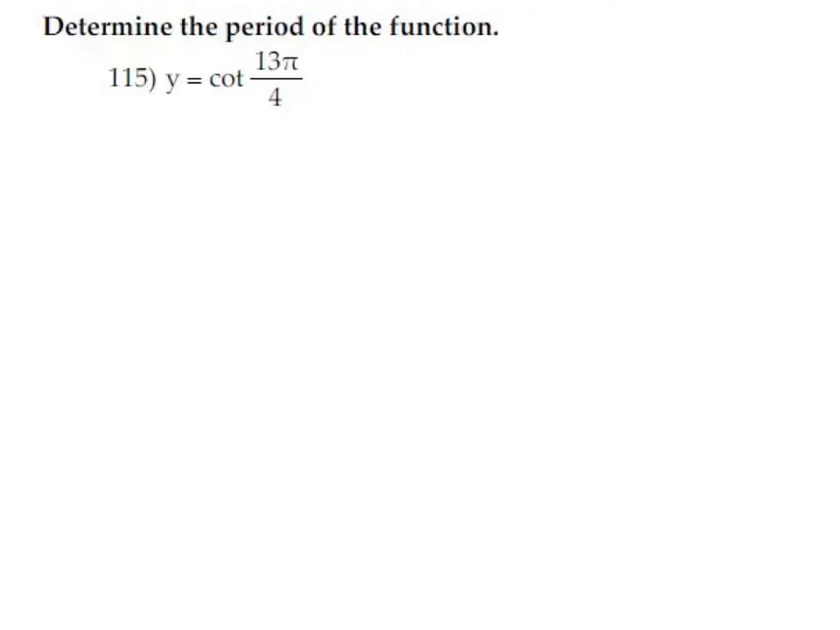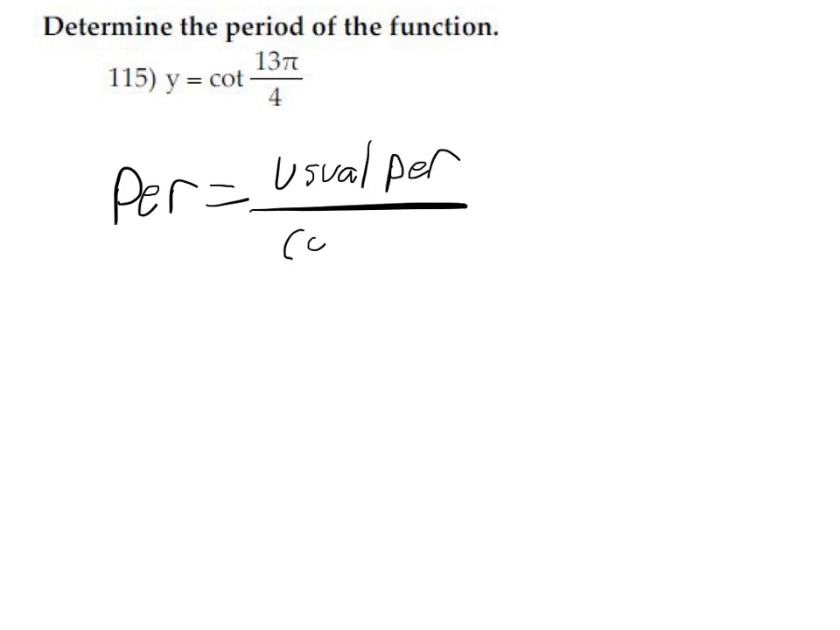Determine the period of the function y equals cotangent 13 pi fourths. To find the period, basically the formula is the period equals the usual period divided by the coefficient of x. Okay, now as I look at this problem, I realize there is something wrong here. There's no x. Because there's no x, there is no period to this function, because this is not a periodic function.